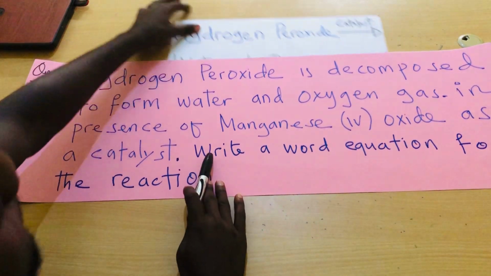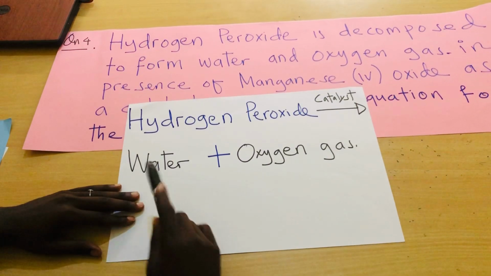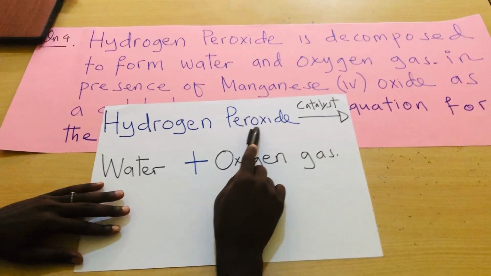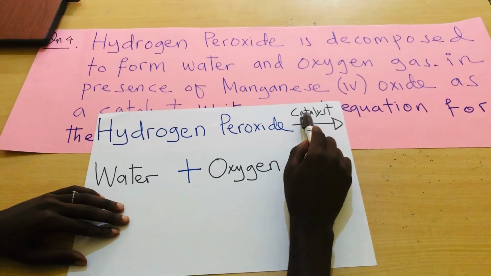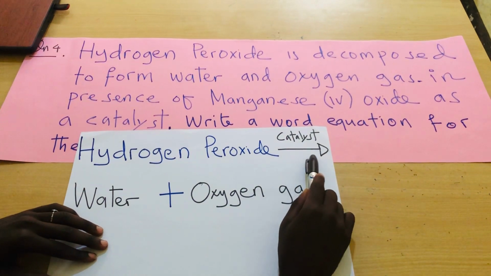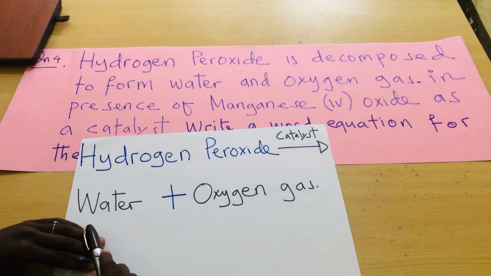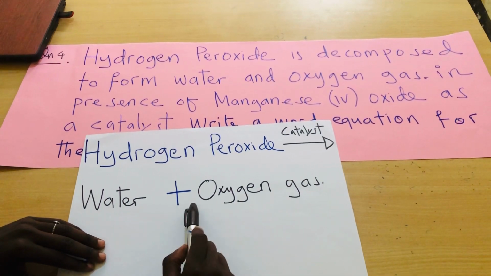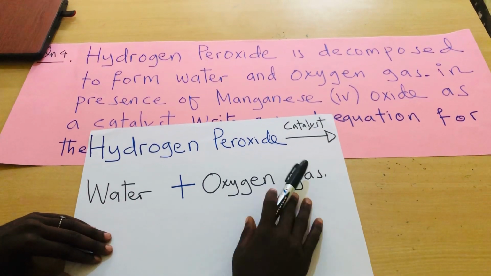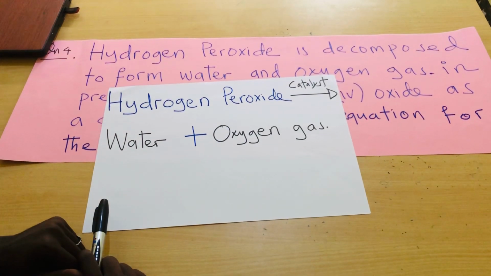So from there, we can write that hydrogen peroxide as a reactant. So here we've been given catalyst, which is manganese oxide. So sometimes we can write here manganese oxide instead of catalyst to form water and oxygen gas. So these are products, and this one, it is a reactant.